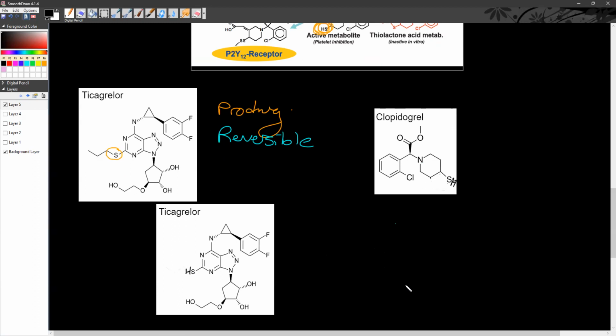What's the main difference between these? Exactly. In ticagrelor, our SH is bonded directly to an aromatic ring, all those double bonds. And this is what is enabling ticagrelor to be reversible, versus clopidogrel has a sulfur that is not on an aromatic ring. And that's why clopidogrel and prasugrel are irreversible. They have tighter bonding sulfurs compared to ticagrelor.